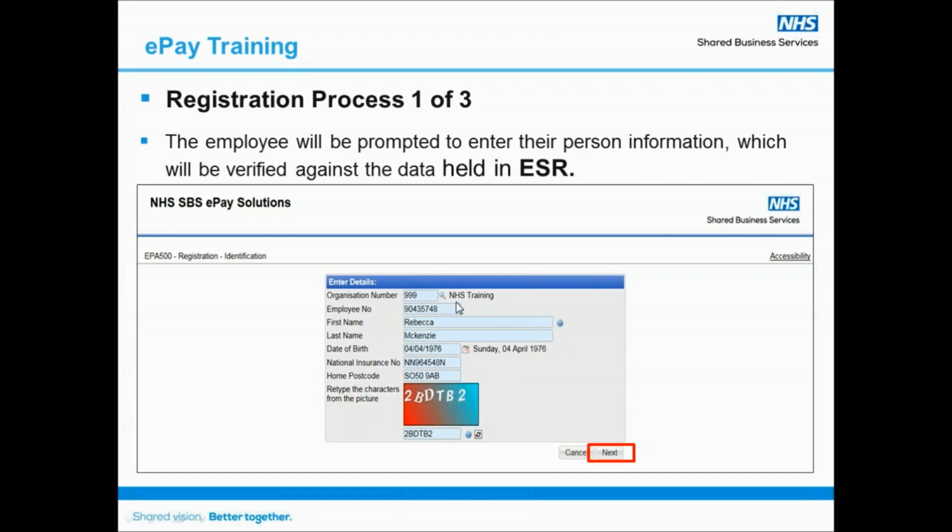So you'd start off by putting in the organization number from your payslip, which could be 288 or 390, depending on which organization you're in. Use the magnifying glass to look it up by name. Then enter in your employee number, which is your 8-digit employee number from ESR, and that's also your username in ePay. Then put in your first name as it appears on your payslip, your last name, your date of birth, your NI number, and your home postcode.